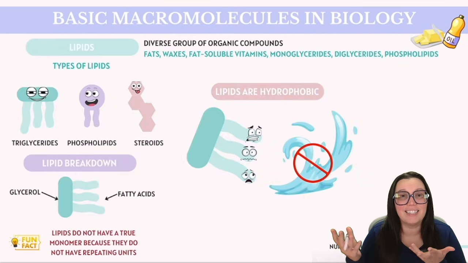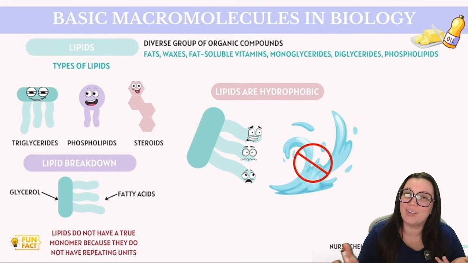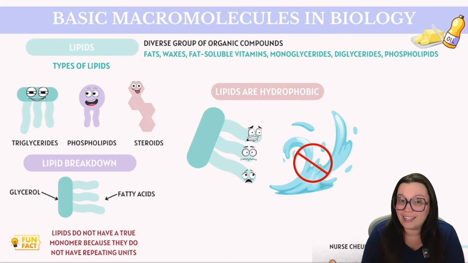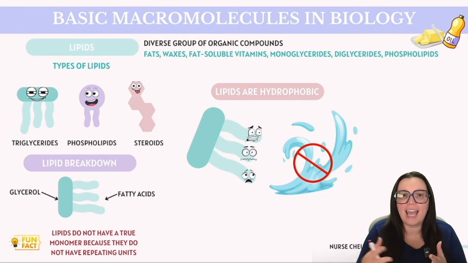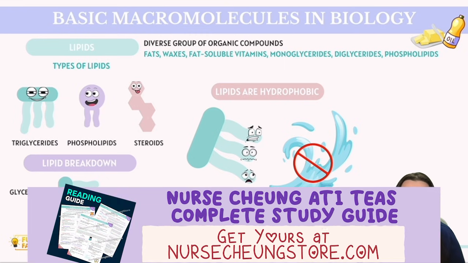Next, let's discuss lipids, which encompass fats and oils. Common sources include items like butter and olive oil, and they represent a remarkably diverse category of biomolecules, encompassing several types, including triglycerides, phospholipids, and steroids, just to name a few. While many lipids are composed of glycerol and fatty acids, this isn't universally true for all lipids. Lipids also do not have a true monomer because they do not have repeating units like we saw with carbohydrates.